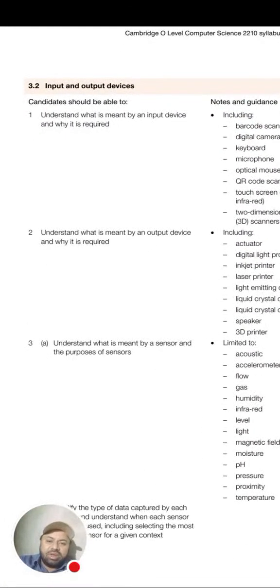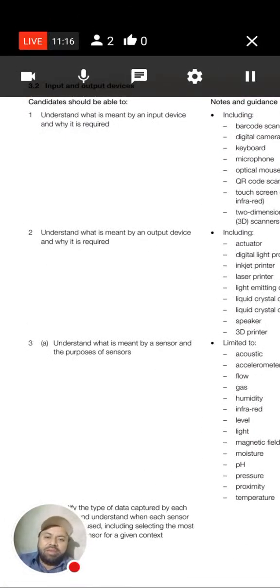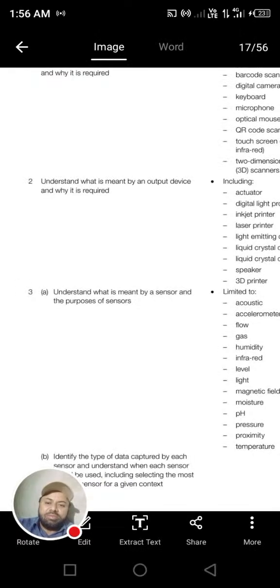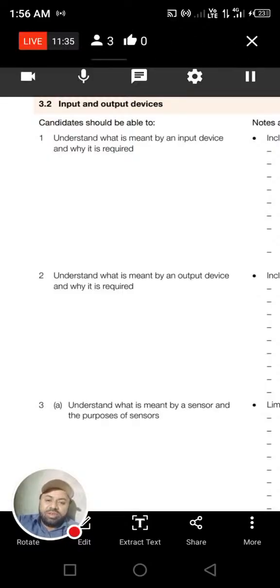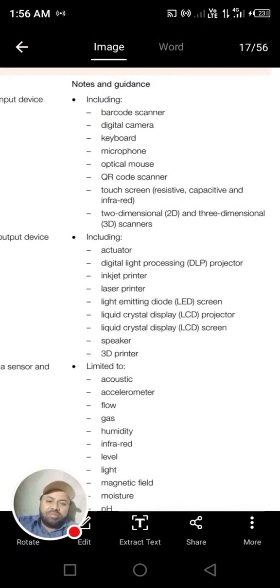Here it is input and output devices. Very important. We are going to study a level 2 course. What will the candidate or learner learn from this? Understand what is meant by an input device and why it is used. Very good. We see what an input device is.